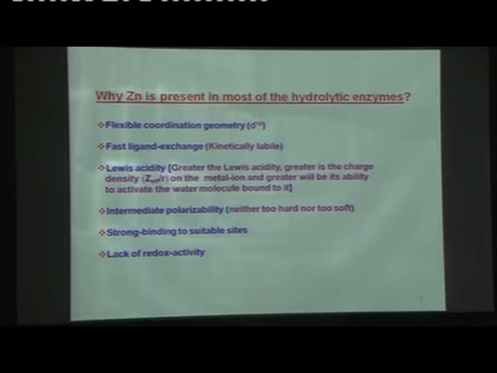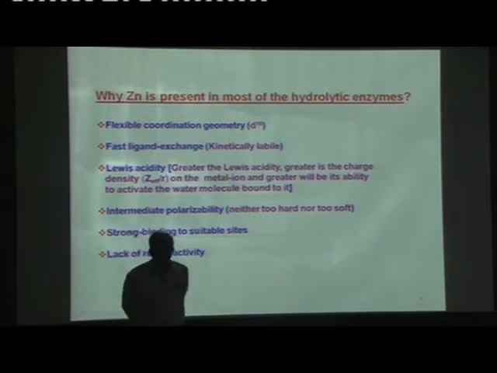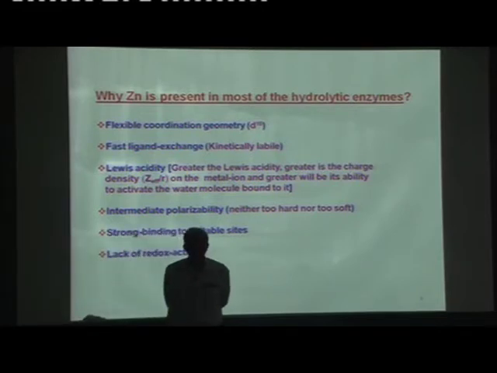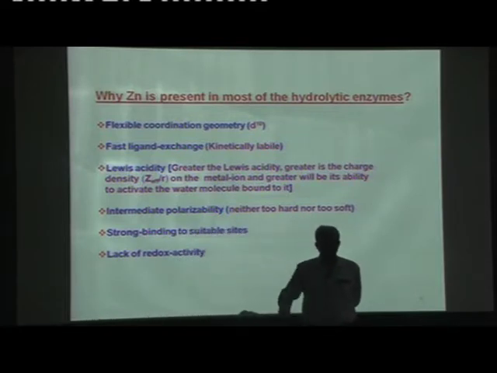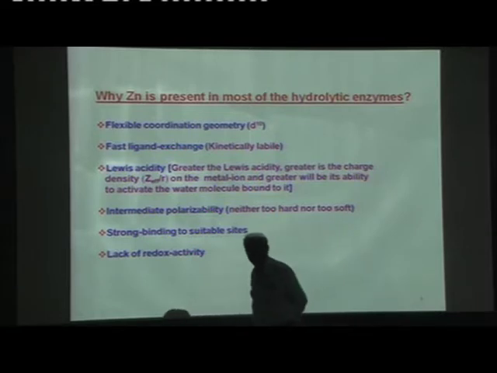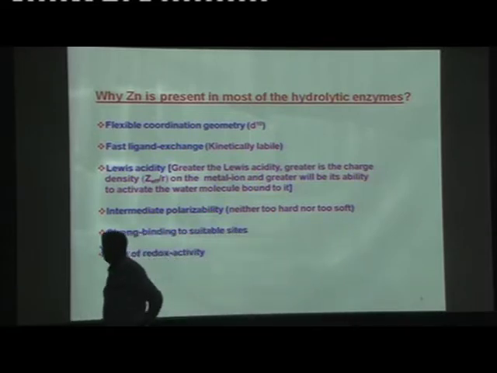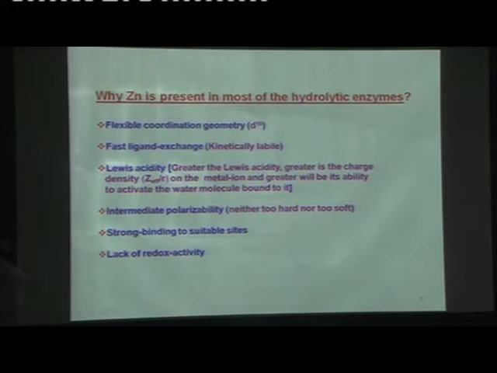These are the points. There is an article, and I am talking about the names known to students, not teachers: William Lipscomb, or Bill Lipscomb. Have you heard the name? You have not heard of him. In school level you have read about the banana bond, B2H6. So he got the Nobel Prize for that, William Lipscomb. He got the Nobel Prize for B2H6, but he is the man who also worked on a large number of these hydrolytic enzymes, particularly carboxypeptidase.